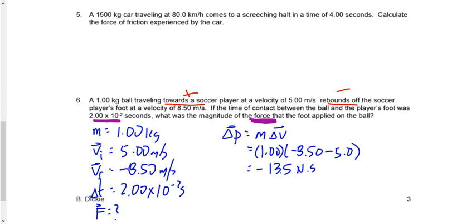So what next? What am I going to do now? Yeah. Delta P is equal to F times T. Let's rearrange that to solve for F.